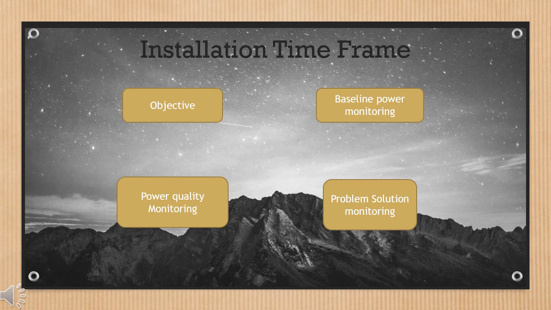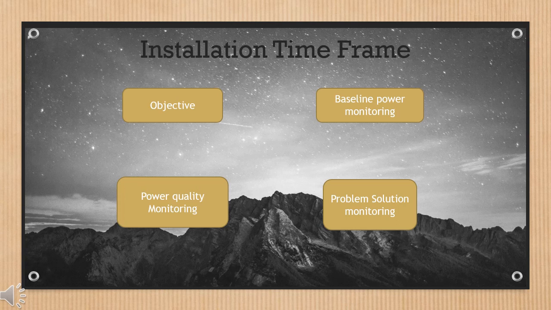In this installation time frame, we have four main parts: objective, baseline, power monitoring, problem solution monitoring, and power supply monitoring. So what is the installation time frame? The installation time frame refers to the monitoring period or duration and time during which monitoring is occurring, as an example, time of year, day and week. Gathering data at the appropriate time and for the appropriate duration is necessary to properly diagnose power quality events.